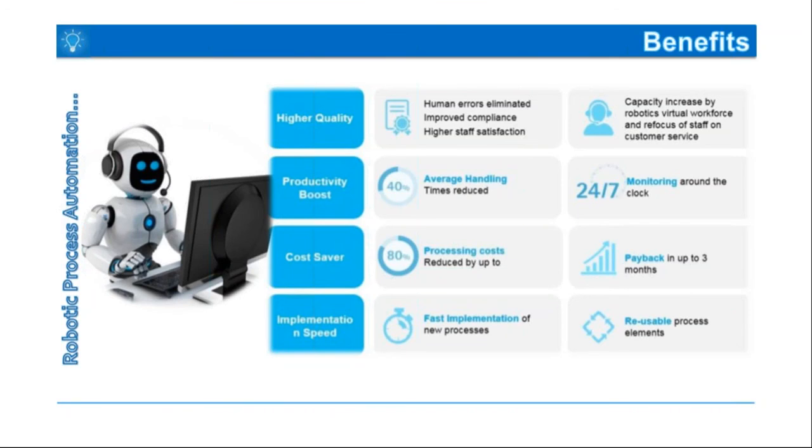Then reuse of process elements. I have existing process elements that I can reuse in other processes as well, so that I can implement processes faster. These are the best benefits of robotic process automation, irrespective of the tool. Any queries here?